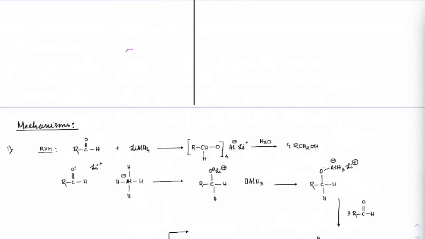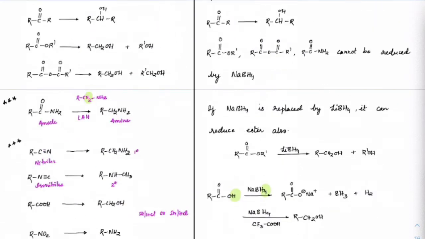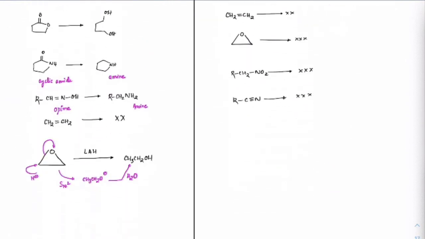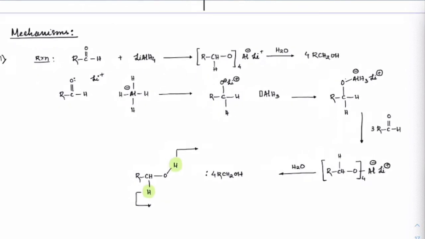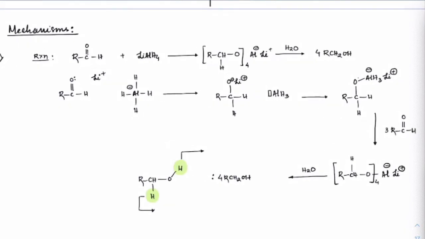Now let us see the mechanisms one by one. So all of these reactions are clear. Now we'll go through the mechanisms one by one. So the first mechanism is about aldehydes or ketones, how they react with lithium aluminum hydride or sodium boron hydride. Okay, let's see that first.